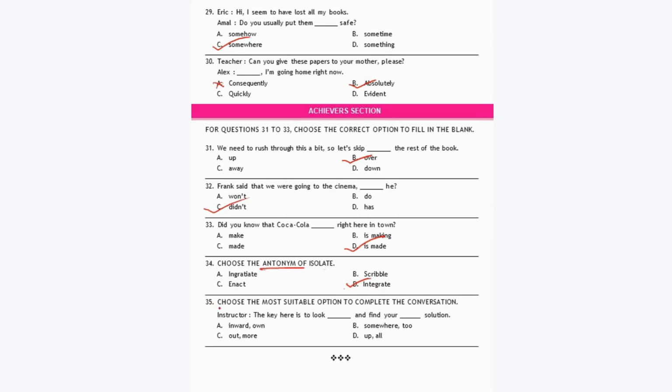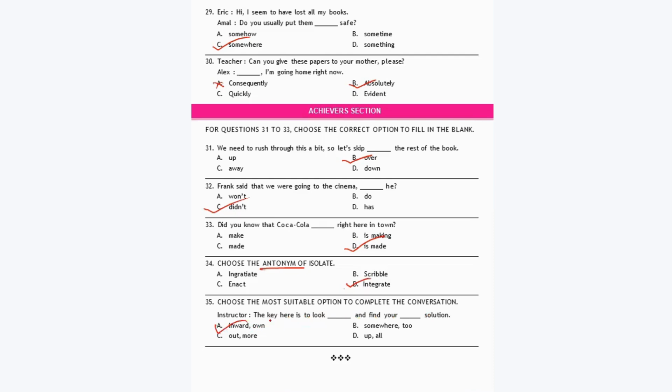Now, the last question of this paper, choose the most suitable option to complete the conversation. Instructor, the key here is to look dash and find your dash solution. So here it should be, the key here is to look out and, no, it can't be look out. The key here is to look inward and find your own solution. Okay, it should be option A.